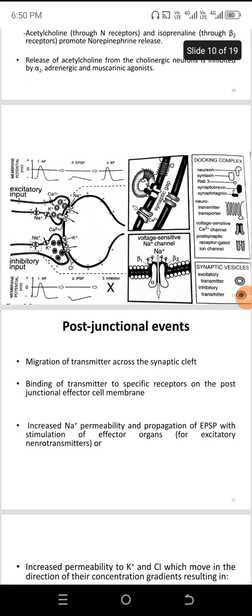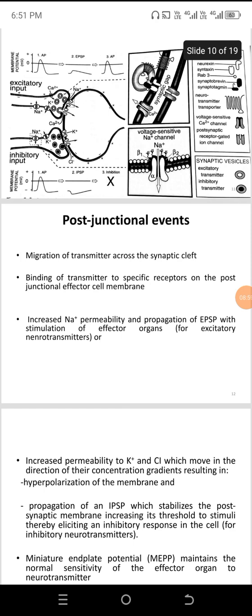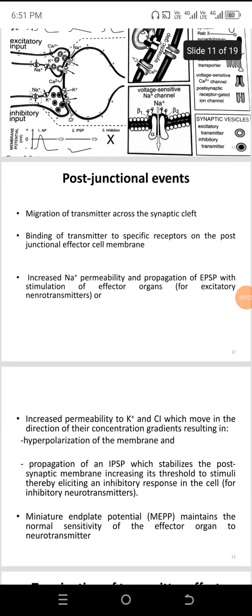The next thing is the postjunctional event. And what happens at the postjunctional event? The released transmitter will migrate across the synaptic cleft and bind with their specific receptors on the postjunctional effector cell membrane, thereby resulting in increased sodium permeability and the propagation of an excitatory postsynaptic potential, EPSP, with stimulation of effector organs. This is the situation for excitatory neurotransmitters.